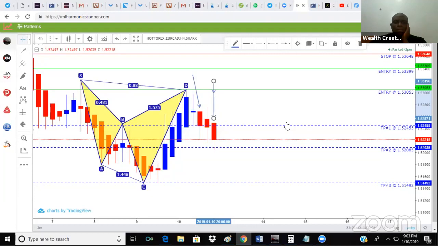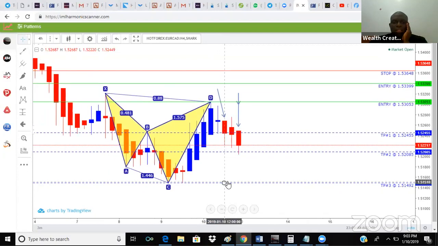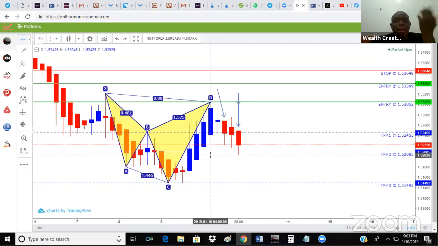So let's go deeper. With my Heikin Ashi candle, I have an understanding of what is happening in the market. And guys, look at the momentum shift that happened here. The momentum shift happened here. And I'm excited about this too.